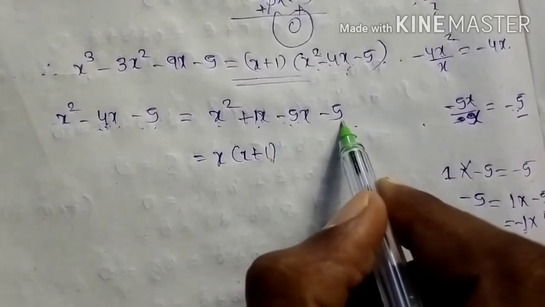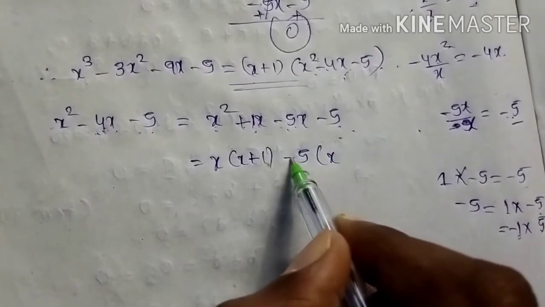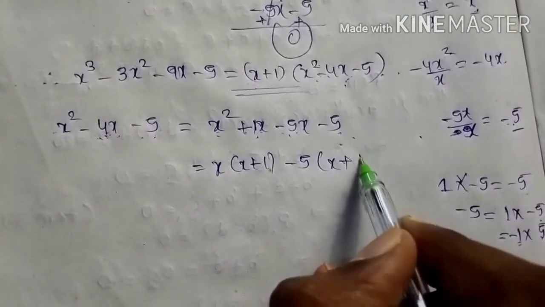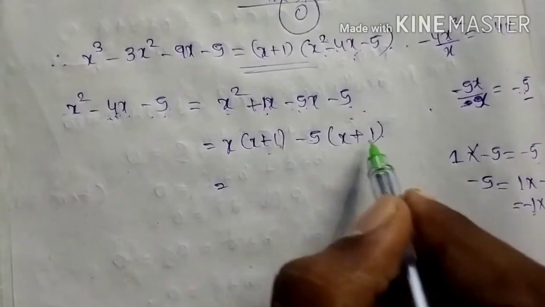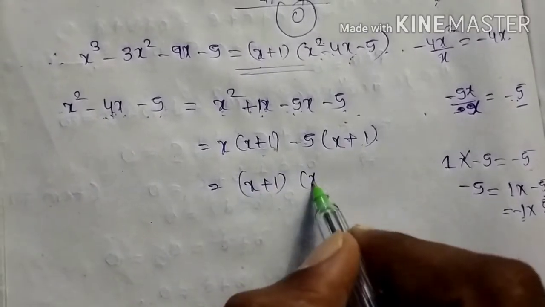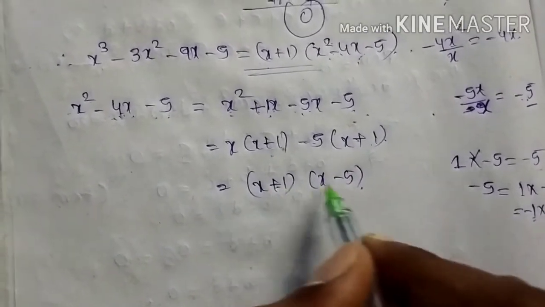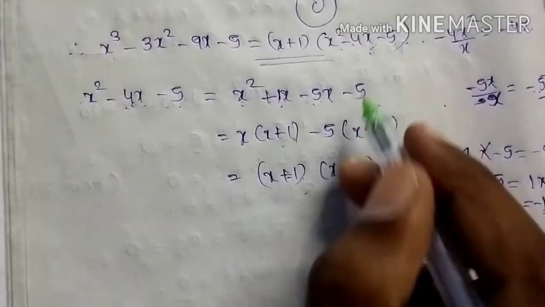See here minus 5x minus 5. That means can I take here minus 5 as common? Yes. Minus 5 into x, minus 5 into plus 1. That means you can see here both terms having x plus 1. You can take here common x plus 1 into x minus 5. Is it okay? x plus 1 into x minus 5. But you can write here these two factors in this one.